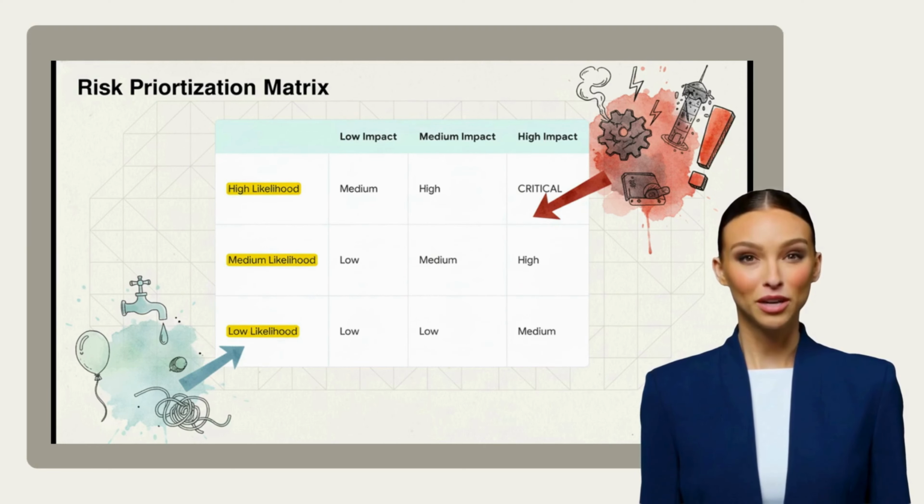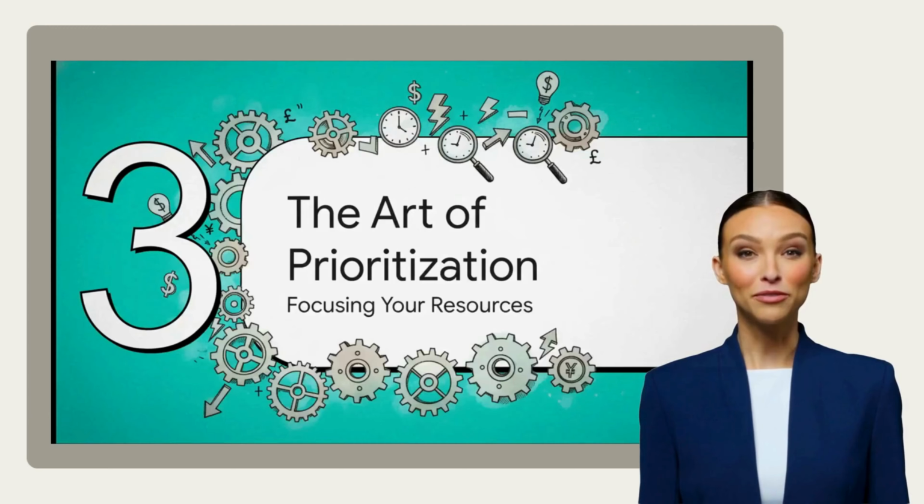Now look, figuring out what's low, medium, or high for your team, that's a conversation you've got to have. But this tool gives you the perfect framework to have that talk and sort your whole messy list into a simple "fix this now" and "this can wait." Alright, so now our risks have scores.